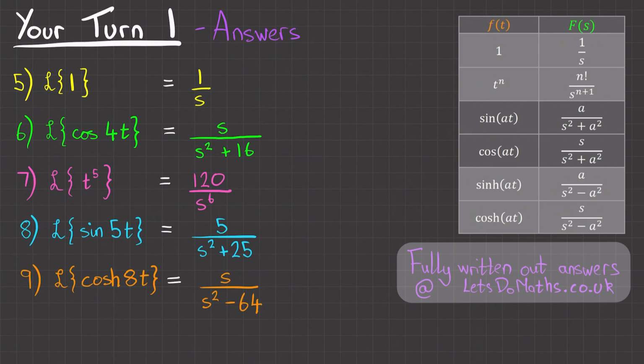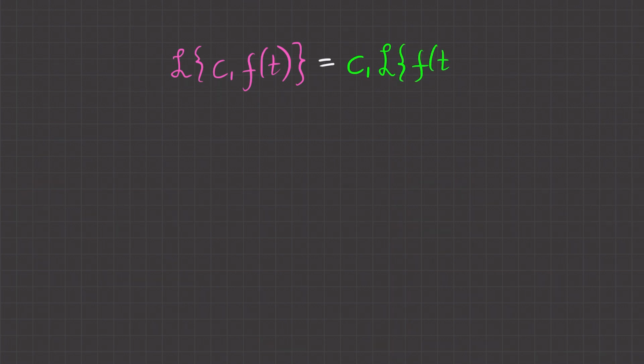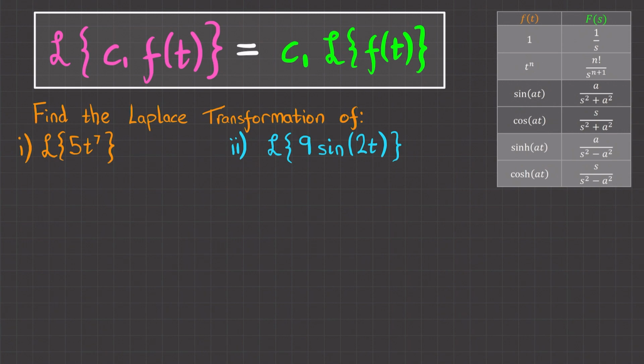Let's step it up a notch. If you have the Laplace transformation of a constant or coefficient of a function of time, that's going to be equal to the constant of the Laplace transform of the function of time. This means that this constant here, like with integration, the numerical factor can be pulled out to the outside and multiplied by that entire function. Here's what I mean with 2 examples.